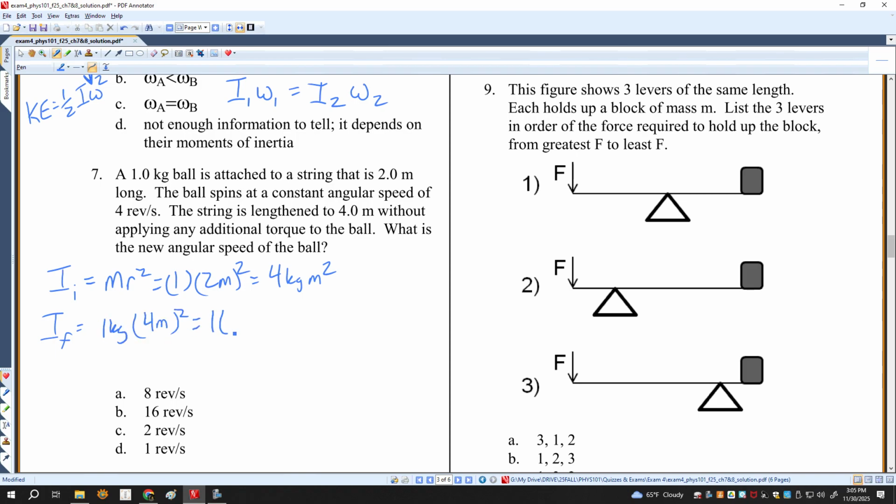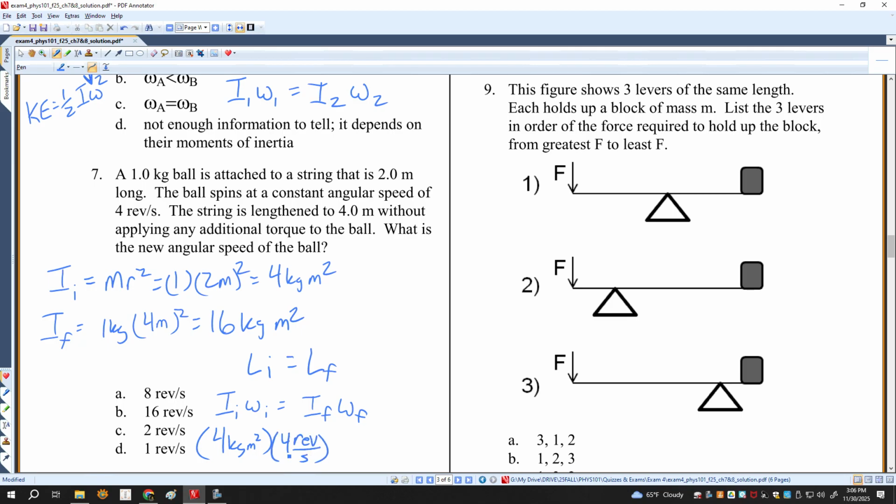squared. So that's equal to 16 kilogram meters squared. So I want to know the new angular speed. I know that Li is equal to Lf: I initial omega initial equals I final omega final. I've already found those moments of inertia. That's 4 kilogram meters squared times omega initial, which is 4 revolutions per second.